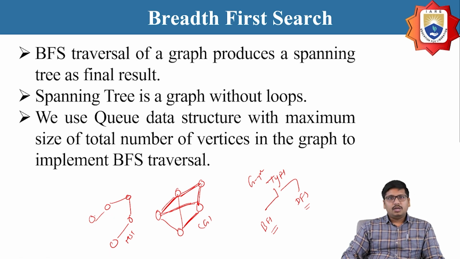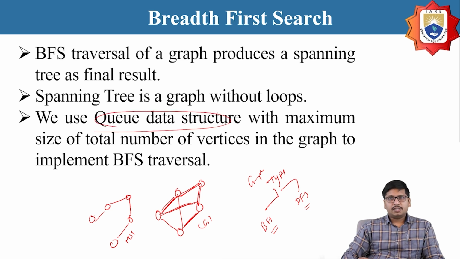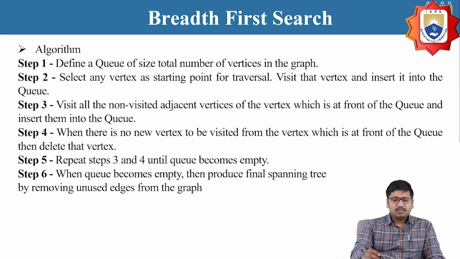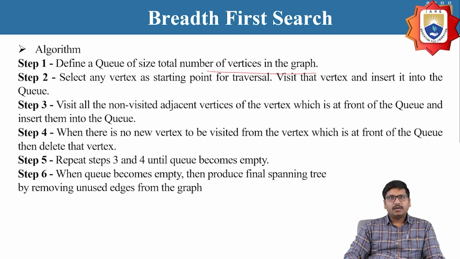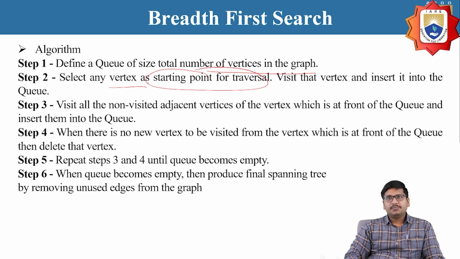Now I'm going to explain how we can implement this breadth first search. It can be implemented using the concept of a queue data structure, considering the number of vertices in the graph. What is the algorithm to be followed? Initially, define a queue of size equal to the total number of vertices in the graph, then select any vertex as a starting point for the traversal, visit the vertex and insert it into the queue.